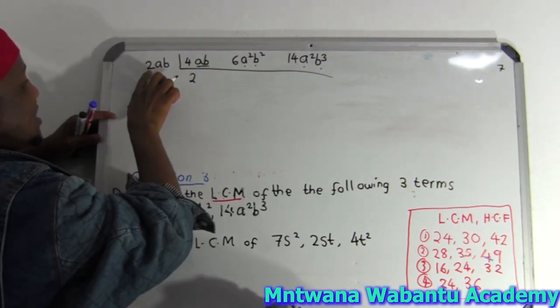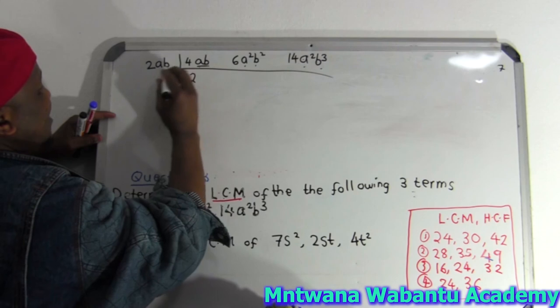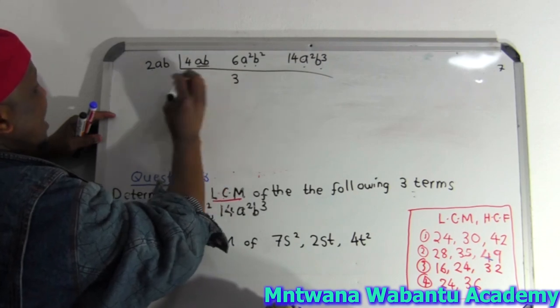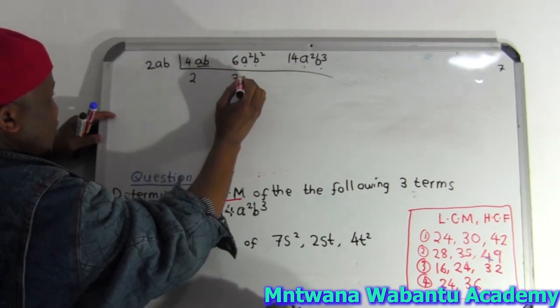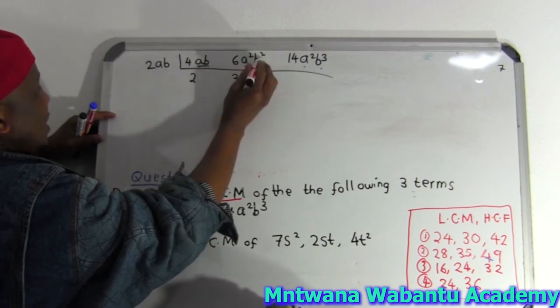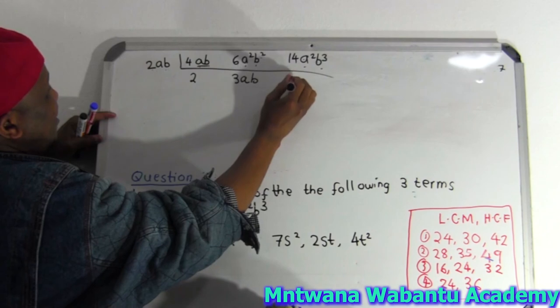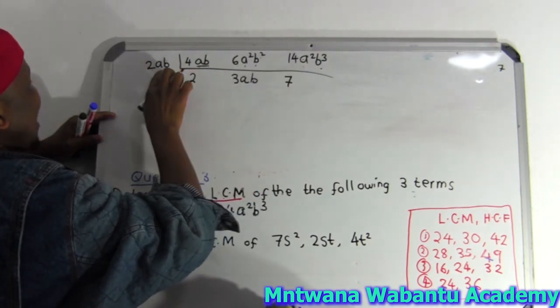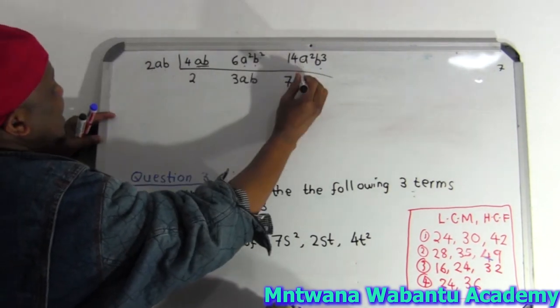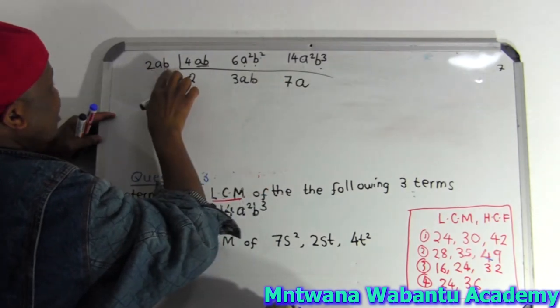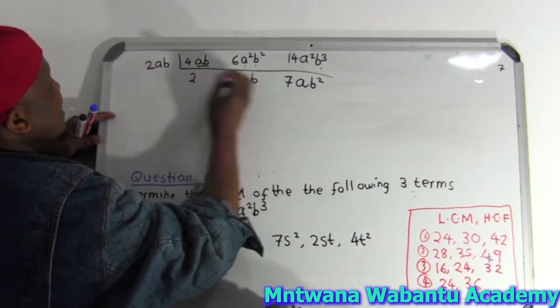Now we go. We take 2. From 6, if we take 2, 6 divided by 2 is going to be 3. 1a went out here, so we're left with 1a, and 1b went out, so we're left with 1b. Now we come here. 14 divided by 2 equals 7. 1a went out, so we're left with 1a, and 1b went out here, so we're left with 2b.